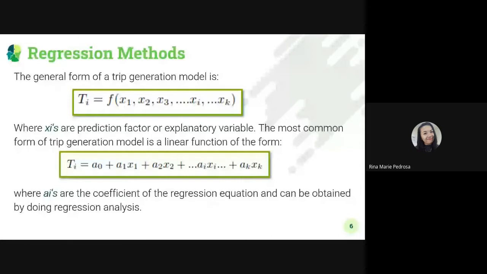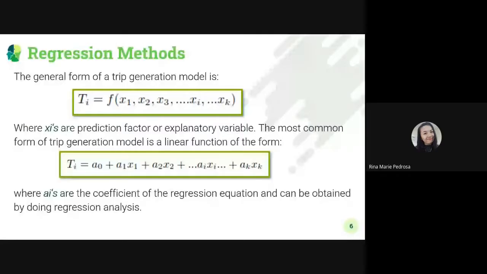So what is that regression method? X sub 3, so on and so forth, where your X sub i's are prediction factors or explanatory variables. The most common form of trip generation model is a linear function of the form: your T sub i is equivalent to a sub 0 plus a sub 1 x sub 1 plus a sub 2 x sub 2 plus a sub i x sub i, so on and so forth, where a sub i's are the coefficients.